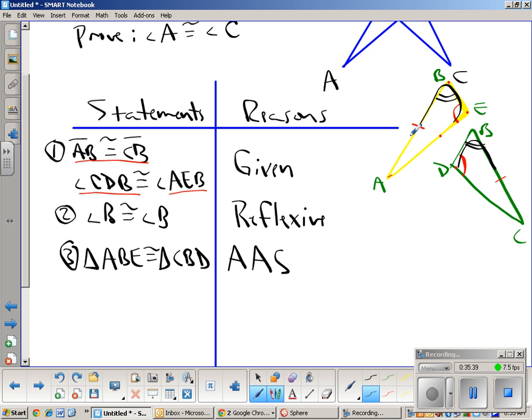Now that I know that the triangles are congruent, I can say angle A is congruent to angle C because of CPCTC. Okay?